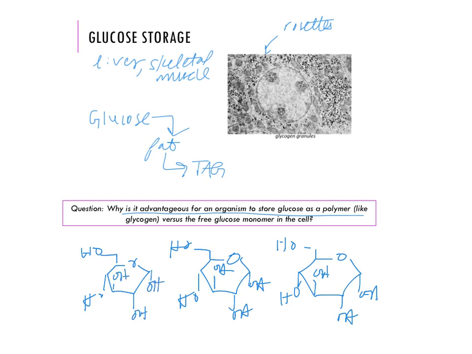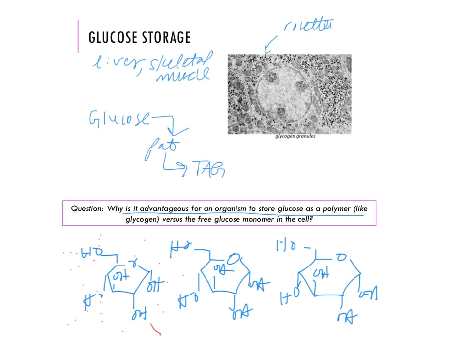So why not just leave all the glucoses as free glucoses, and why does the cell tie them all up in a glycogen? Well, it turns out it takes a lot of water to solubilize. So you can imagine all of these hydrogen bonds. It takes a lot of water to solubilize all of the glucoses. So tying them all up into one giant structure reduces the amount of water needed to solubilize.